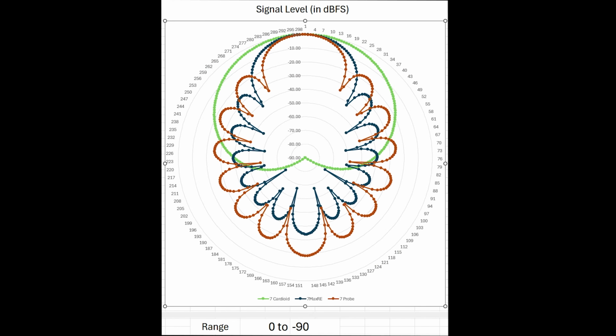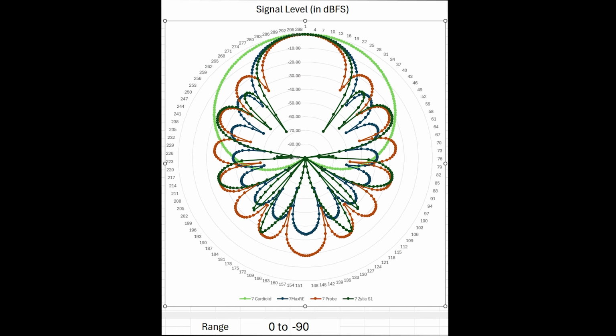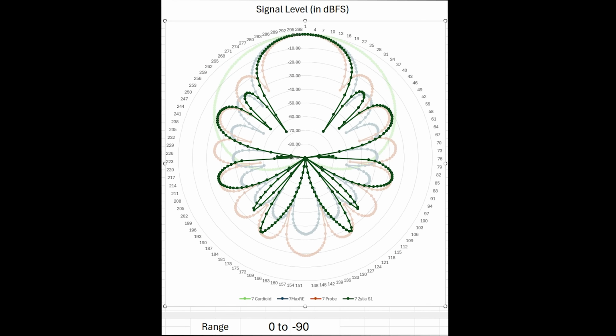And then Zilia also has an algorithm for beamforming seventh order signals. We're going to explore it here too. Let's just display it. This is the Zilia S1 beamforming algorithm. You can see that it's much more effective than the other algorithms. However, it's quite busy on the sides and behind.